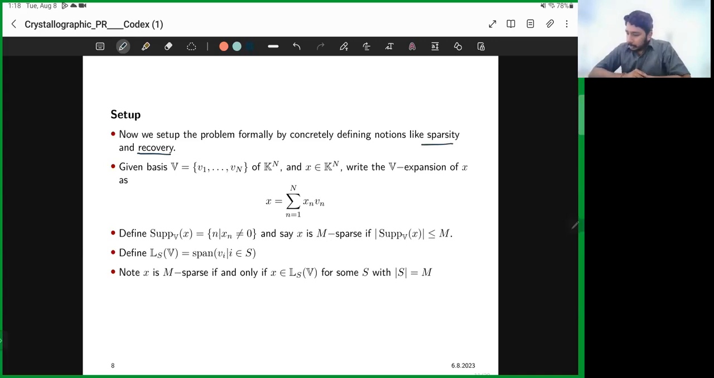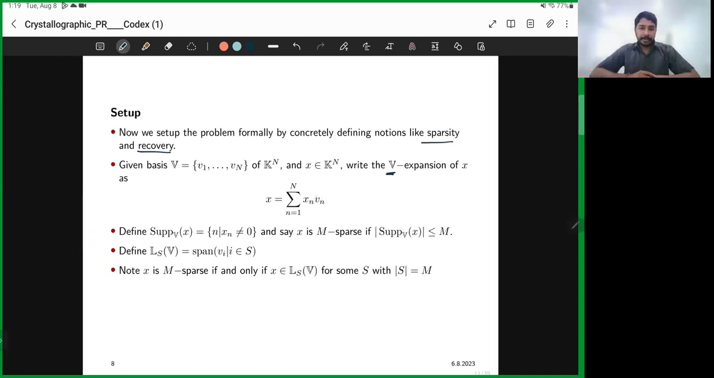Okay, so given a basis V, V1 through Vn of Kn, and X in Kn, we write the V expansion of X, which is basically just X expanded with respect to the basis. We say that the indices where this vector is non-zero form the support. The support is just the set of n such that xn is non-zero. And we say that X is M sparse if that support has cardinality less than or equal to M, right? So there are at most M non-zero coordinates in the V expansion of X.